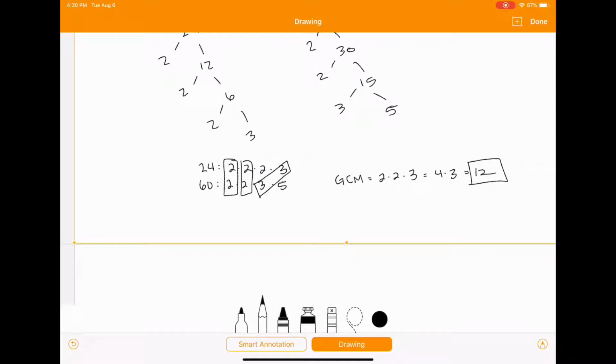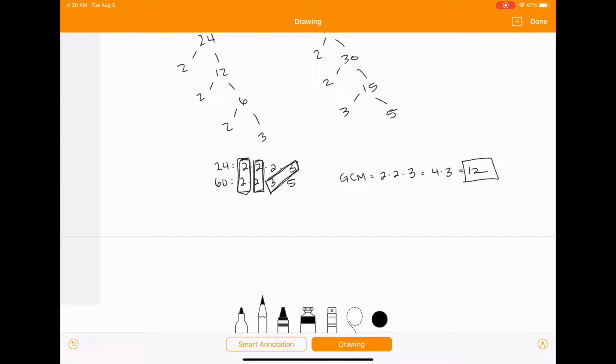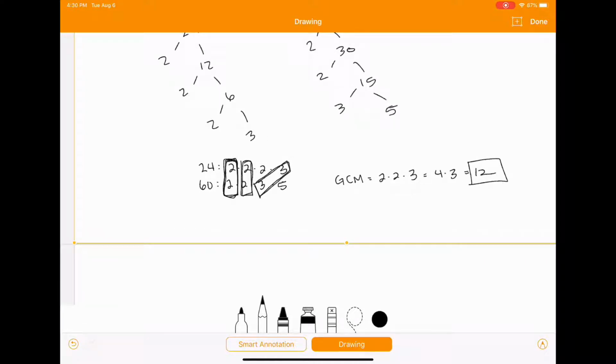Again, you just do the prime factorization, lay them out, box the ones that are the same in each one. So anytime you can create a pair, you just put a box around it, and then you multiply together all the boxes, and then you'll get your greatest common factor.